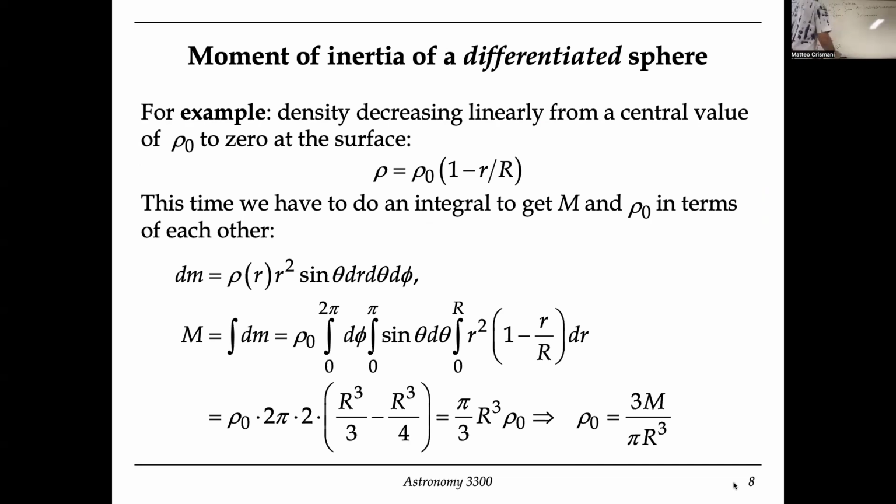So that leads us to this wonderful part. Rho naught equals what? 3M over pi big R cubed. Very good. Okay, so let's look at our dI. The integral is going to be I. Good.